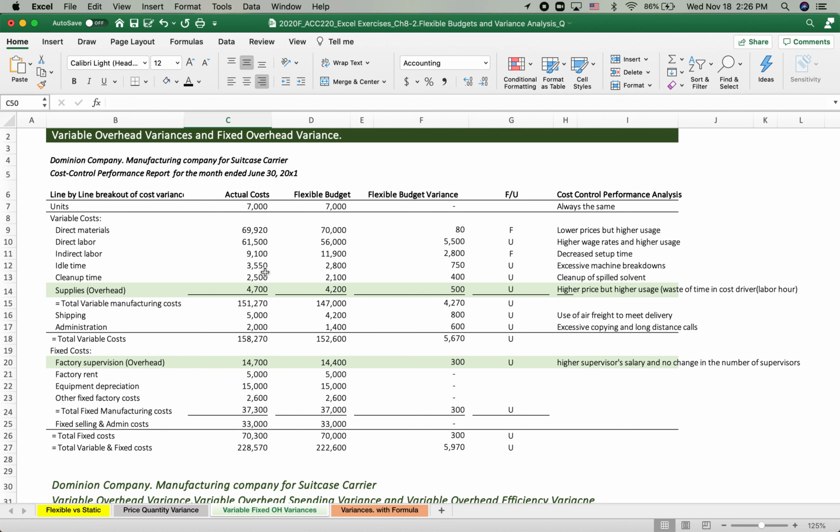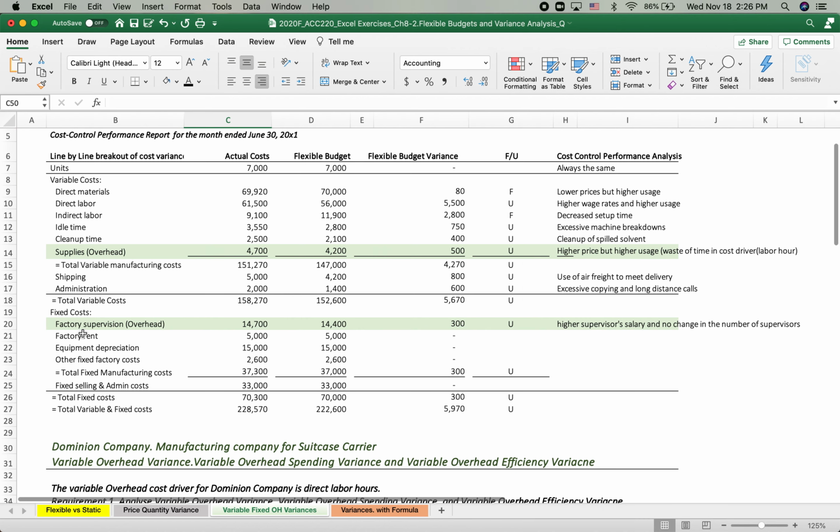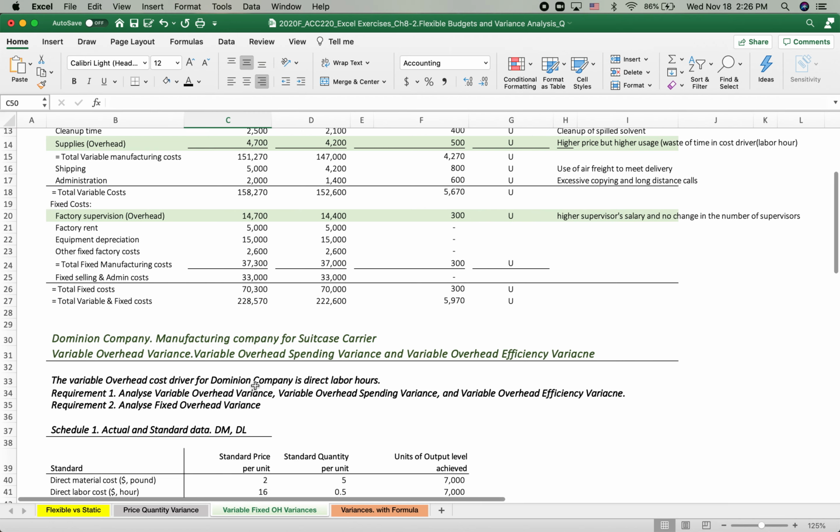Here we go. We have the flexible budget variances in the supplies. The variable overhead cost is $500 unfavorable, and we want to identify what causes this $500 unfavorable. Is it from the price, the spending issue, or the volume issue? Also, for the factory supervision in the fixed overhead cost, we want to know where this unfavorable result comes from.